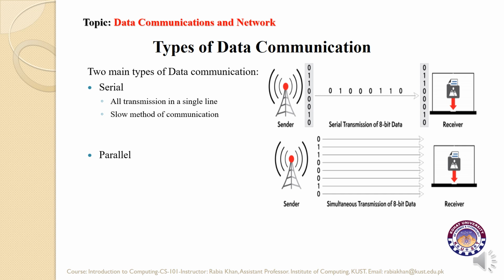Serial transmission sends data bit by bit, one after another, over a single channel, while parallel data transmission sends multiple data bits at the same time over multiple channels. Now let's discuss both of them in detail.